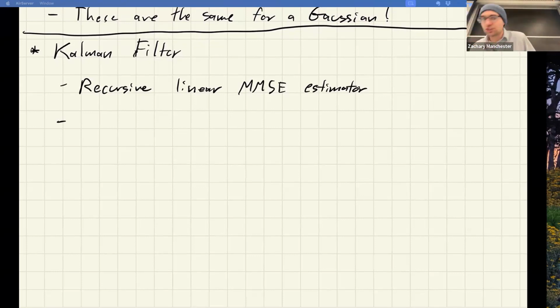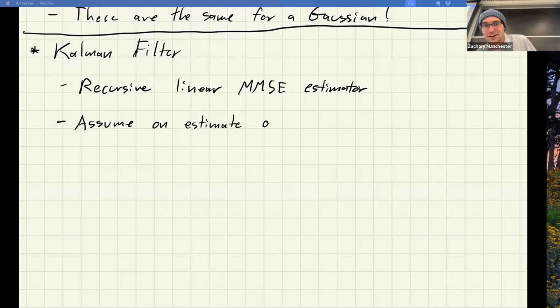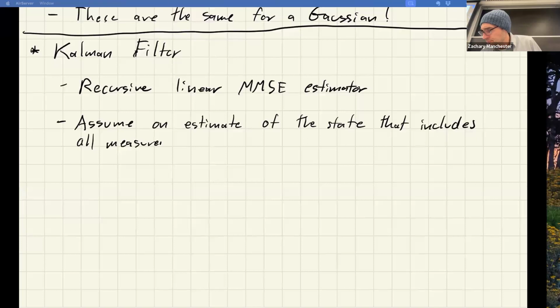Okay, so the general idea here is we're going to bootstrap this. We're going to assume a recursive structure. Assume an estimate of the state at time k that includes all measurements up to the current time.